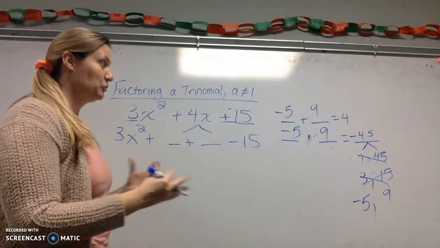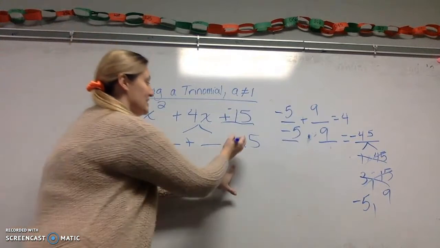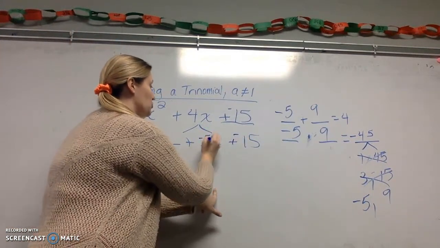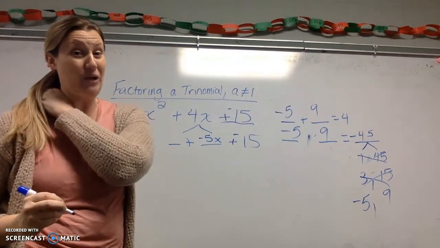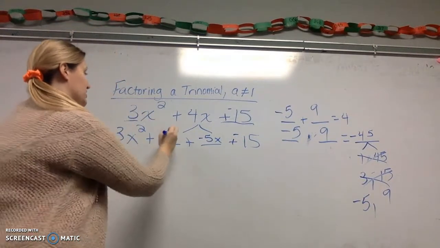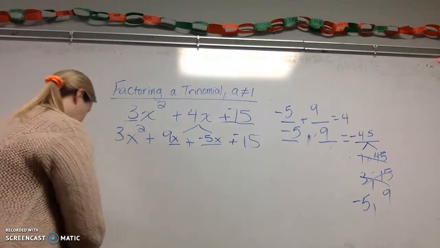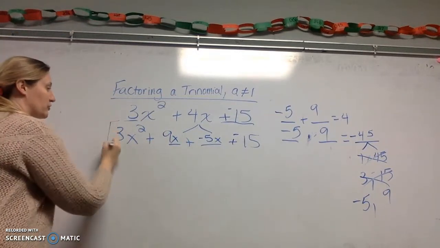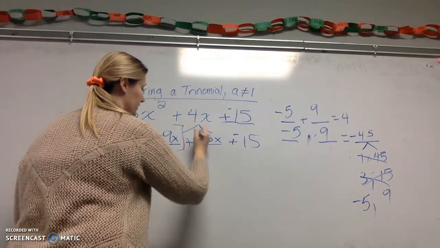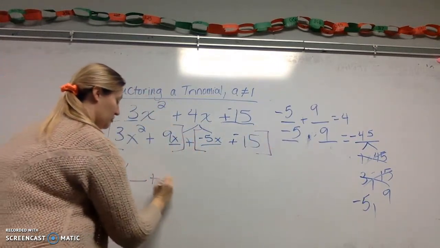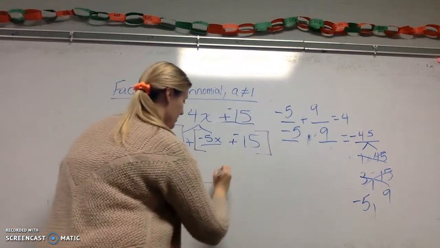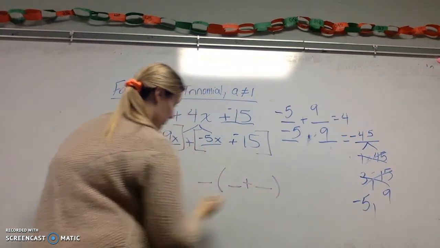Again, it doesn't matter where I put them. Because this is technically negative 15, I do like to put the negatives together. It makes it a little easier when it comes to pulling out that greatest common factor. So then I'll put 9x here. Again, group these two together, group those two together. And I'm going to pull out the greatest common factor there and do it here.